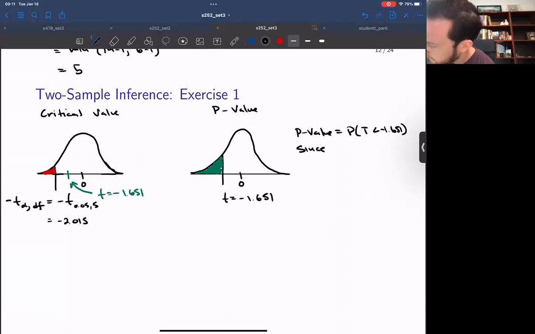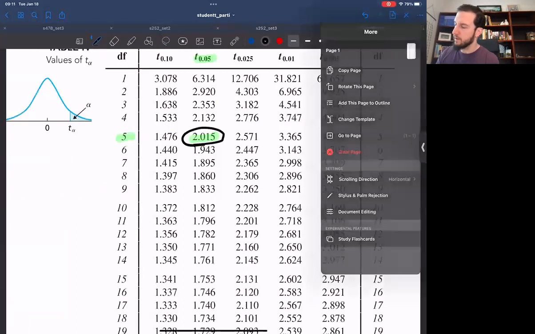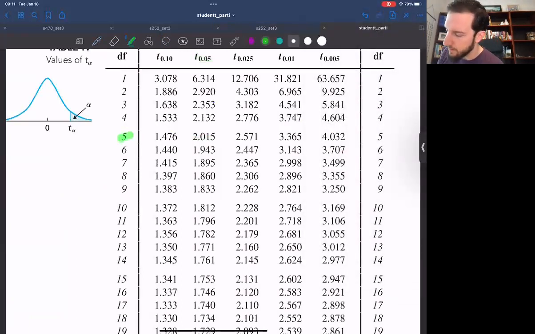So we can say the probability of t is less than negative 1.651. So we go back to our t table here. We select our degree of freedom line, which is 5.